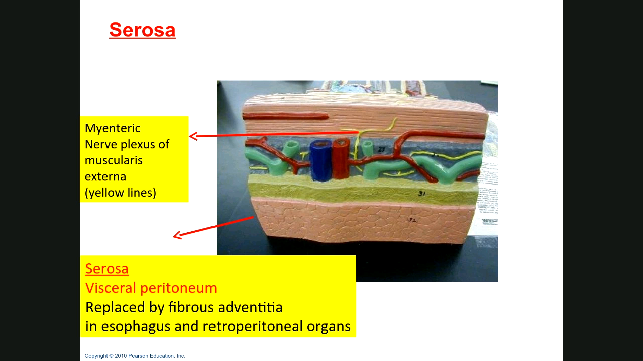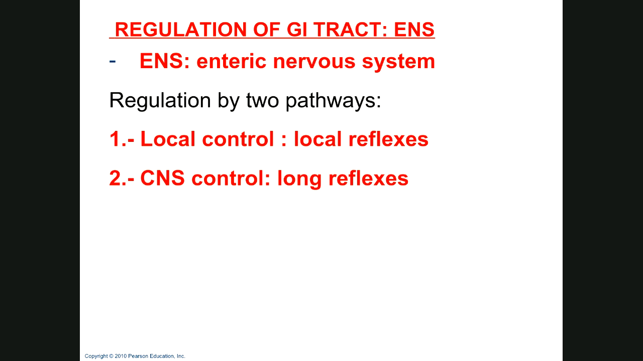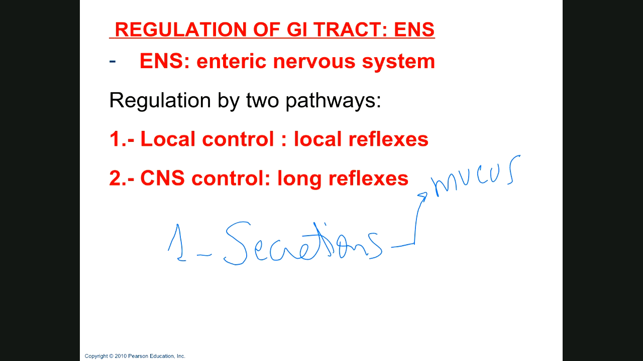And then the serosa, which is essentially the visceral peritoneum. All right, so when it comes to regulation, the GI tract really has two responses to stimulation. One response is secretions. Secretions of what depends on the organ, but it could be secretions of mucus, for example, in the esophagus and even the intestines. It can be secretion of enzymes in the intestines. It can be secretion of acids in the stomach. So this is one of the responses, secretion.